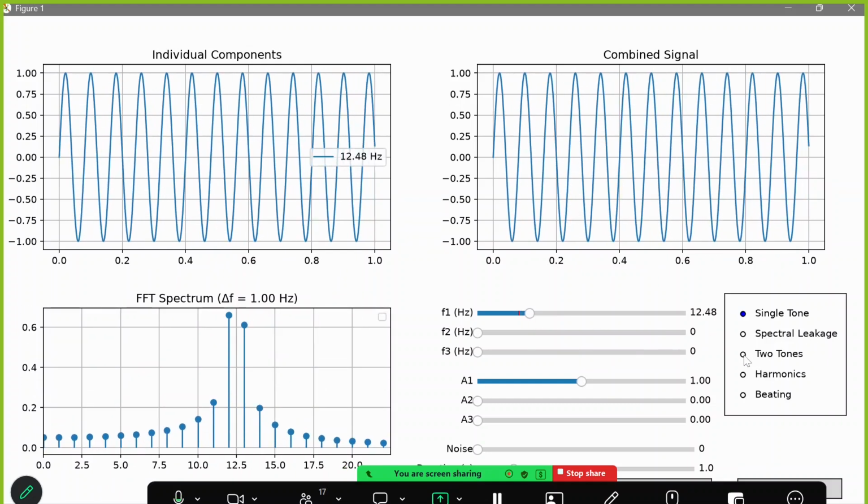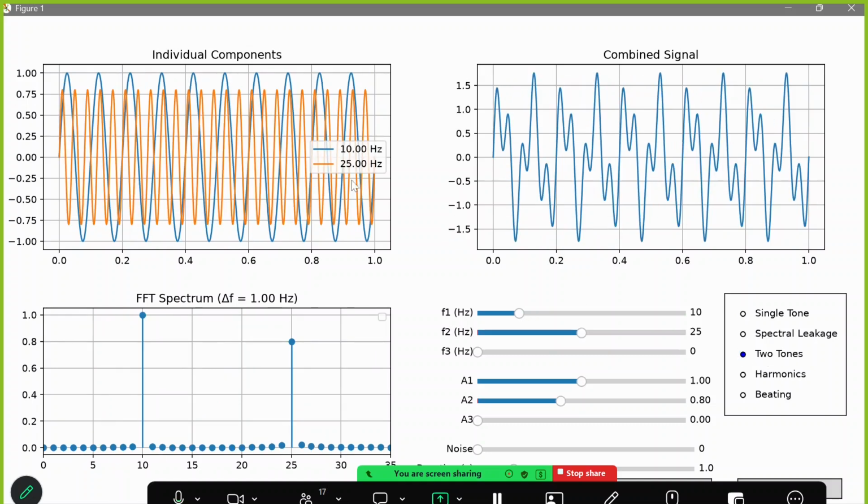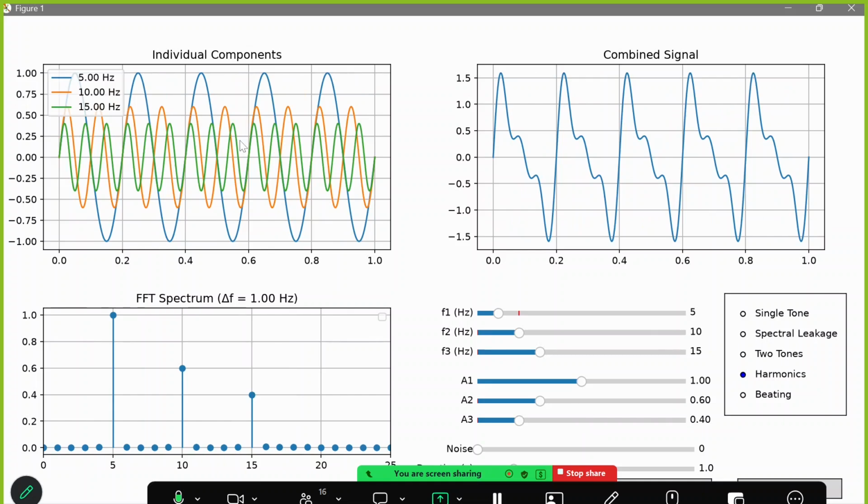And if I have two signals with two frequencies, 10 and 25 hertz, the Fourier transform spectrum also shows you the two components at 10 and 25. Likewise, if I have more than two, for example, three frequencies combined into one, then in time domain, the signals will be combined into this upper right signal. And in the FFT spectrum, you can see that we have three peaks at 5, 10, and 15.